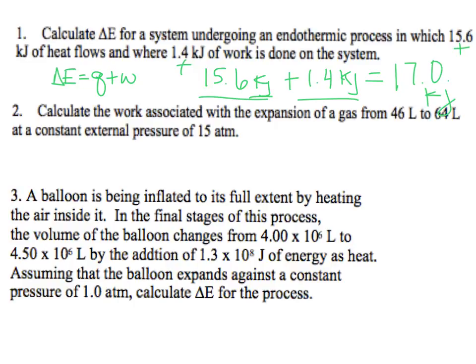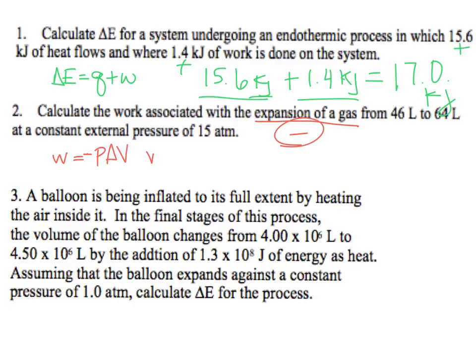All right, the next one says, calculate the work associated with the expansion of a gas, where a gas is being produced and it is expanding against the environment. So that means that the system is doing work. So we better get a negative work when we do this problem. And it's calculating it at a constant external pressure of 15 atmospheres. So work, we know, is equal to negative P delta V.